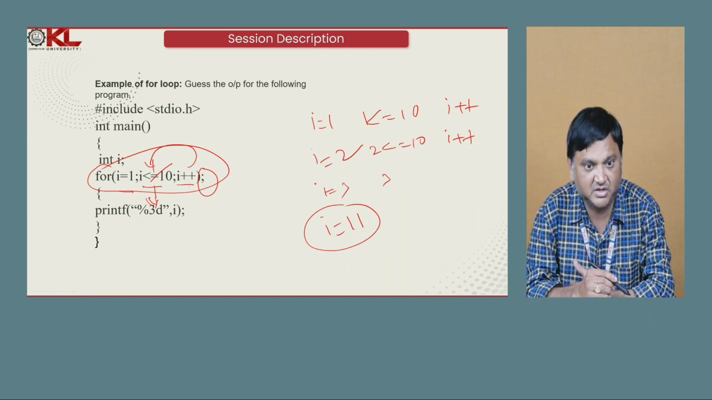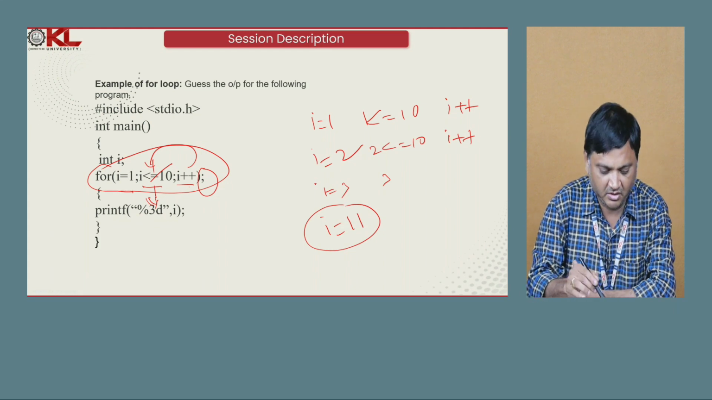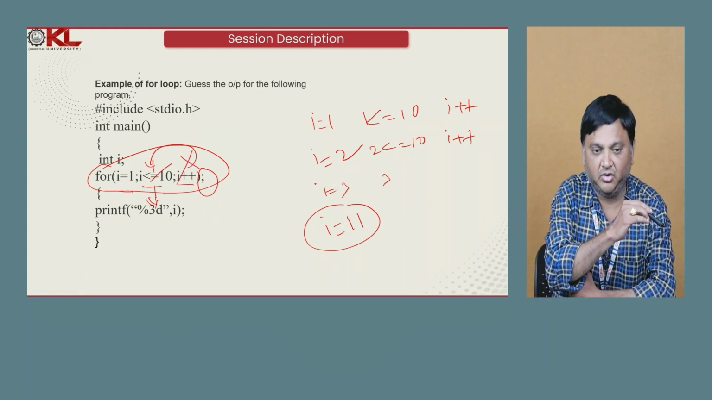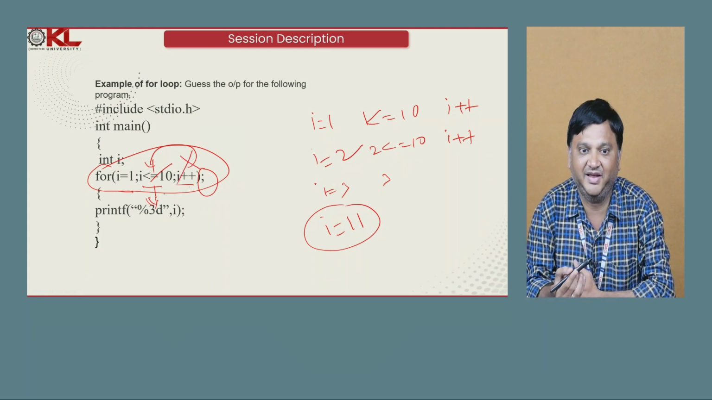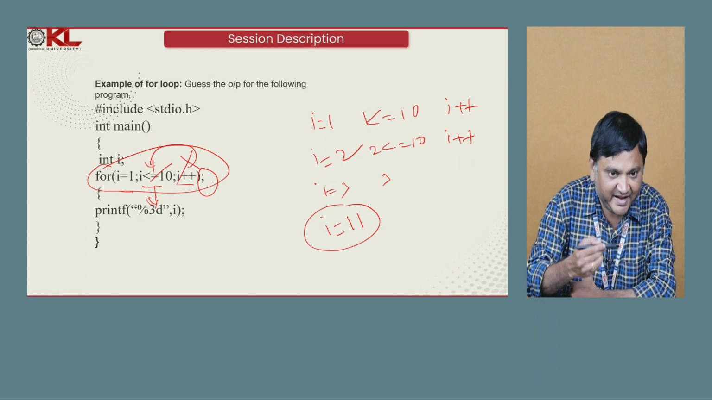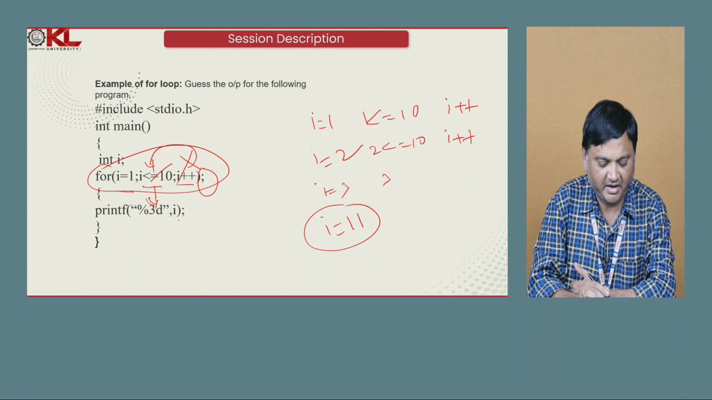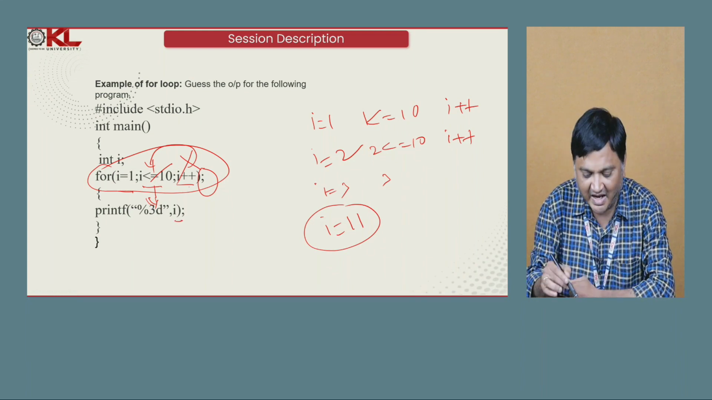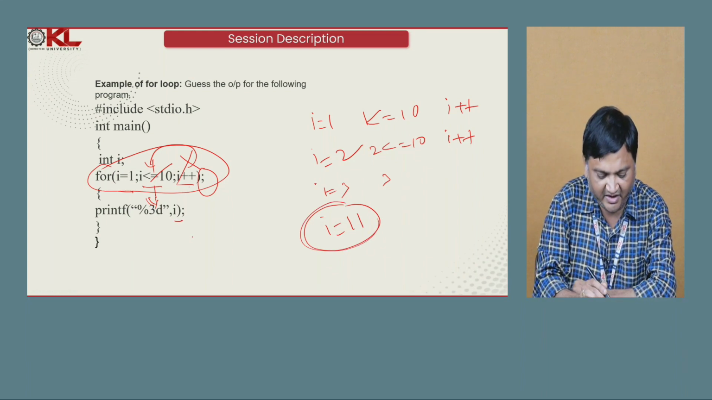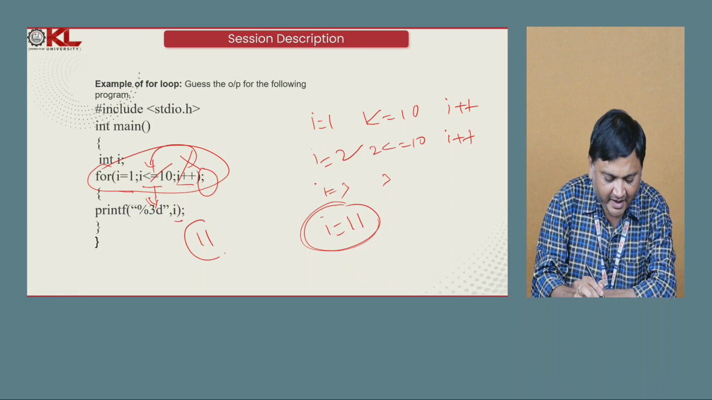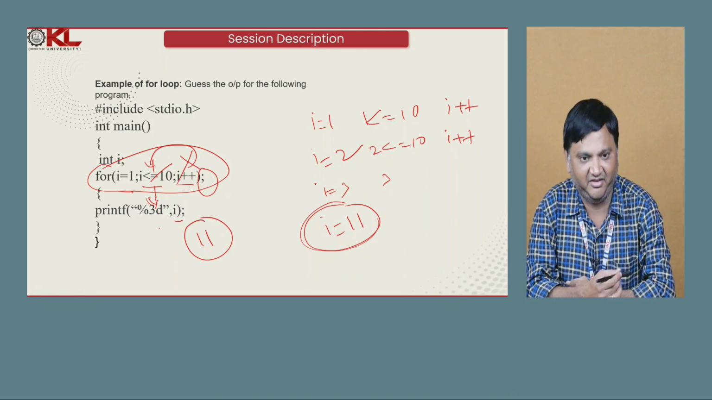Is 11 less than or equal to 10? No. So it won't go inside the for loop again, and it won't go for the increment. Then what is the next statement? Immediately after the for loop, the i value is printed. What is the last value of i, my dear students? 11. So this program gives an output of 11.